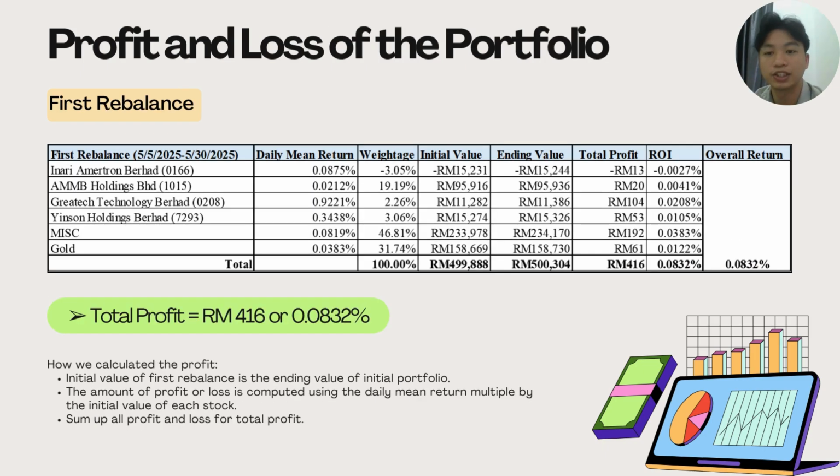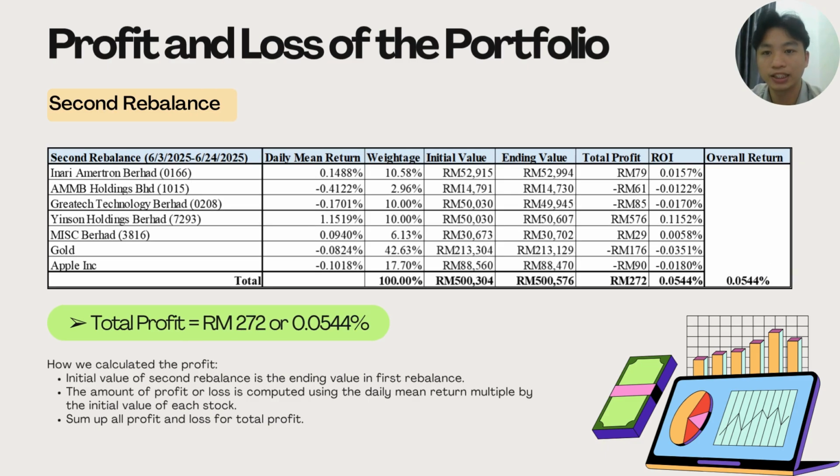The next is the first rebalance. All the stocks are making profit in the first rebalance except Inari Amertron Berhad, which has a loss of 13 ringgit. Among the stocks, MISC gained the highest profit compared to others, which is 192 ringgit. In conclusion, the overall return on the first rebalance is 0.0832% or 416 ringgit.